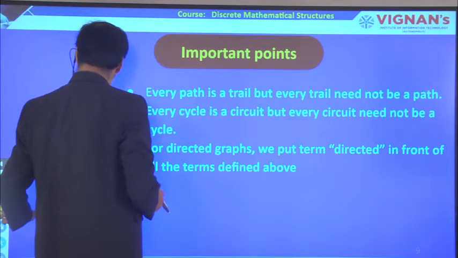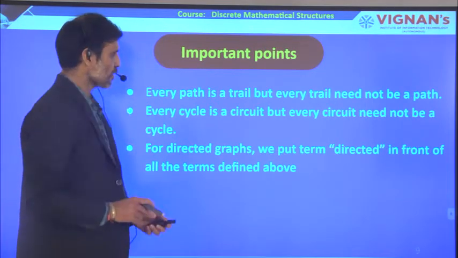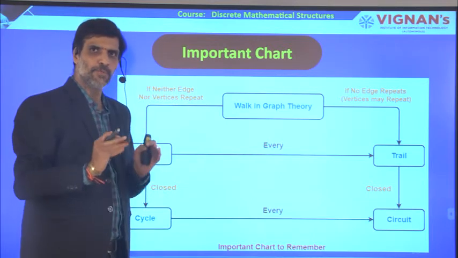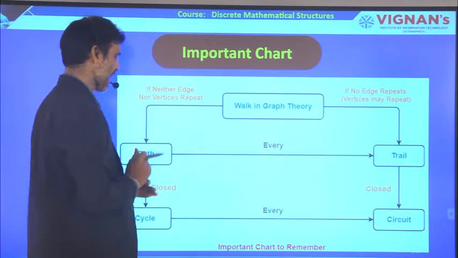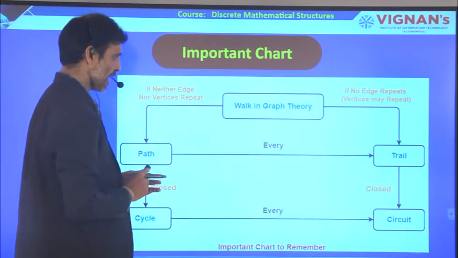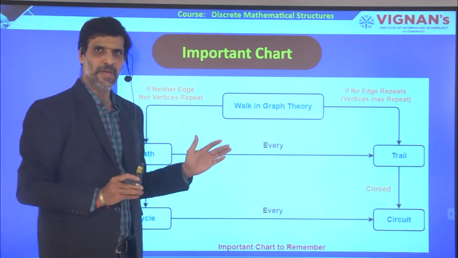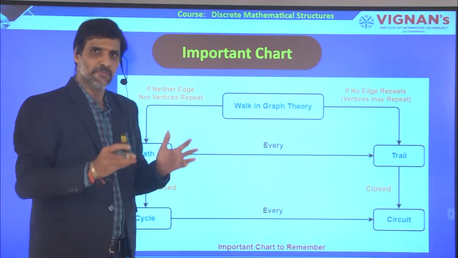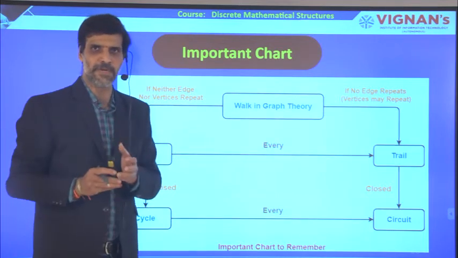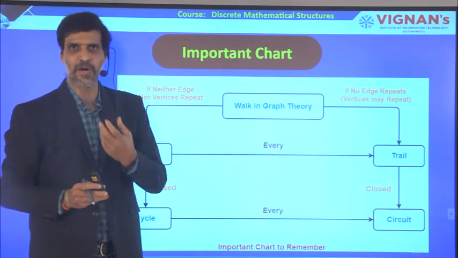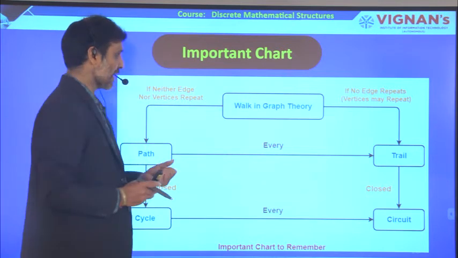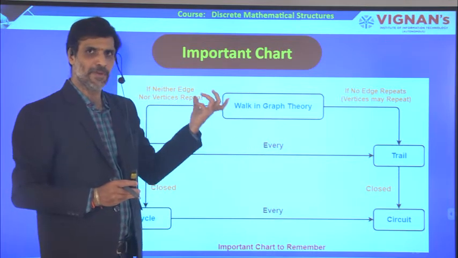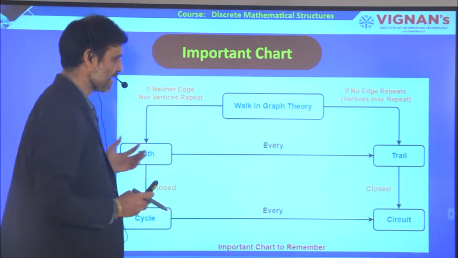So I am going to give you one important chart based on all the definitions. This is to help you quickly remember what we mean by a path, cycle, circuit, and trial. I have given previously one table where I have shown, for each and every term we have defined, which vertices and edges will be repeated and which will not. That table will now be represented in the form of a chart like this.